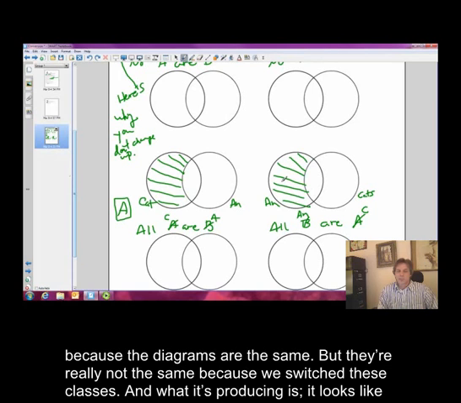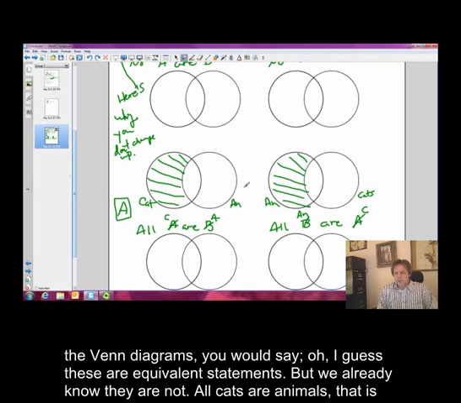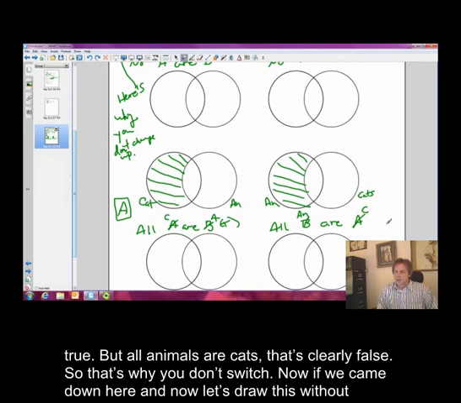And what it's producing is, it looks like you have a similar Venn diagram, and if you weren't aware that these had been switched, and you know these are in a different order, if you just looked at the Venn diagrams, you would say, oh, I guess these are equivalent statements, but we already know they're not. All cats are animals, that is true, but all animals are cats, that's clearly false. So that's why you don't switch.